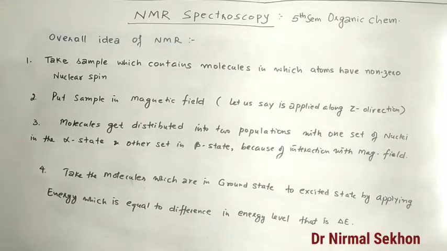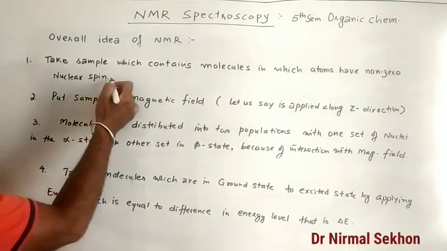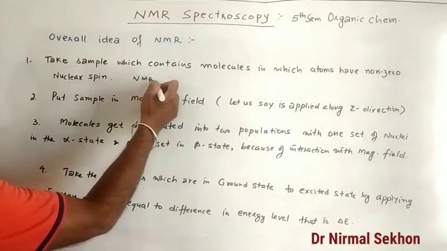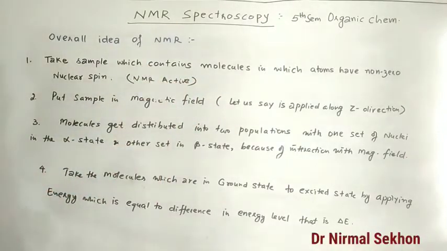So this is the overall idea of NMR that we studied. First, take a sample which contains molecules in which the atoms have non-zero nuclear spin. Non-zero nuclear spin means NMR active nuclei, in which the value of I is more than 0.